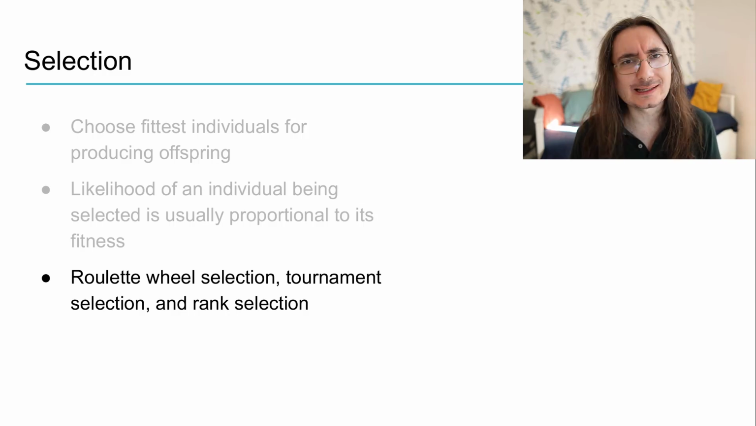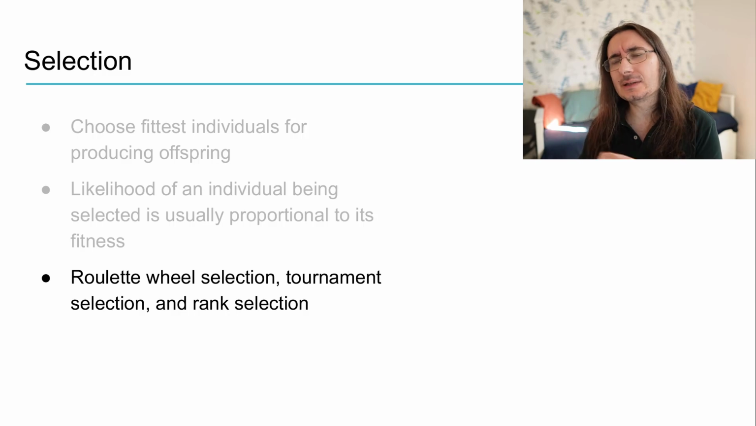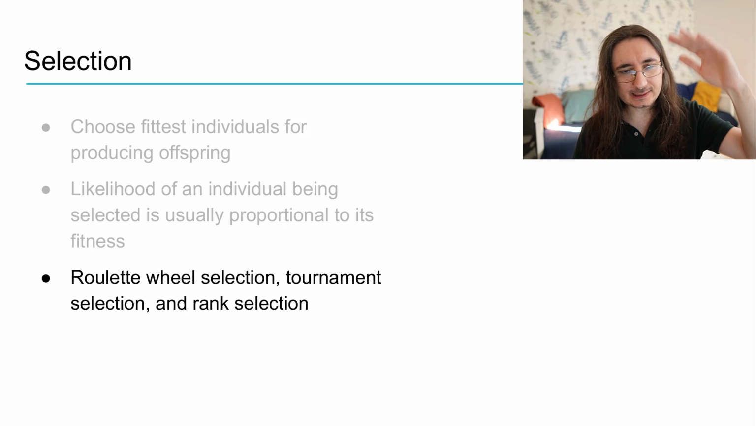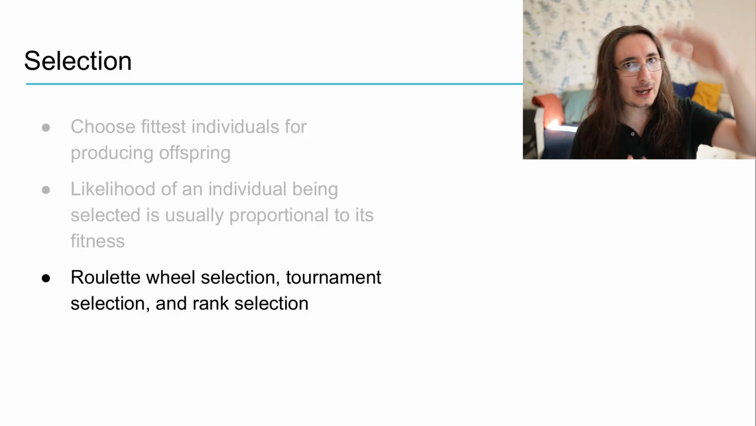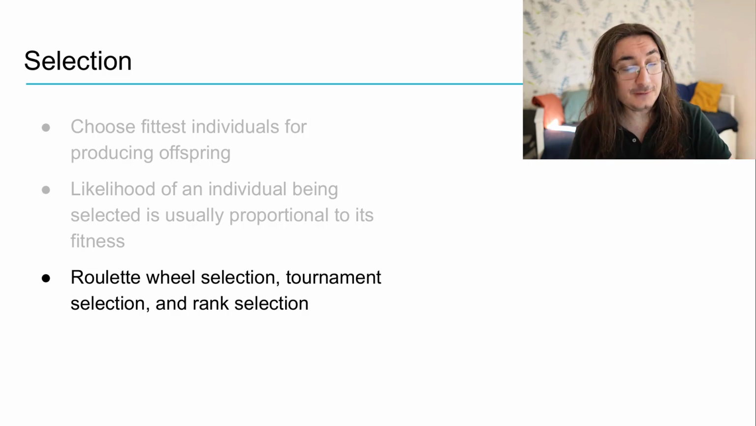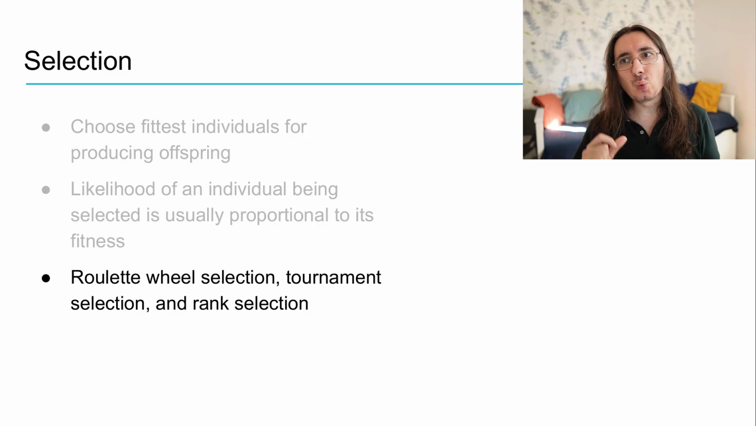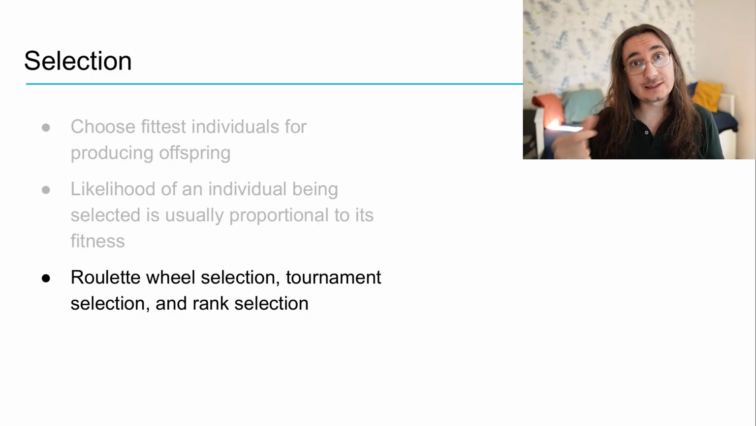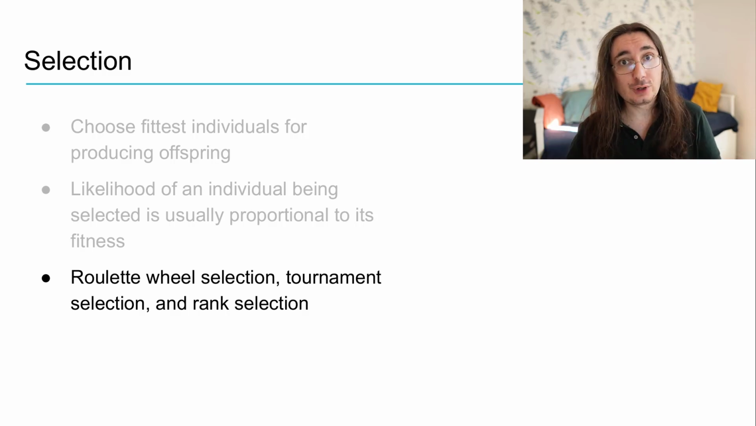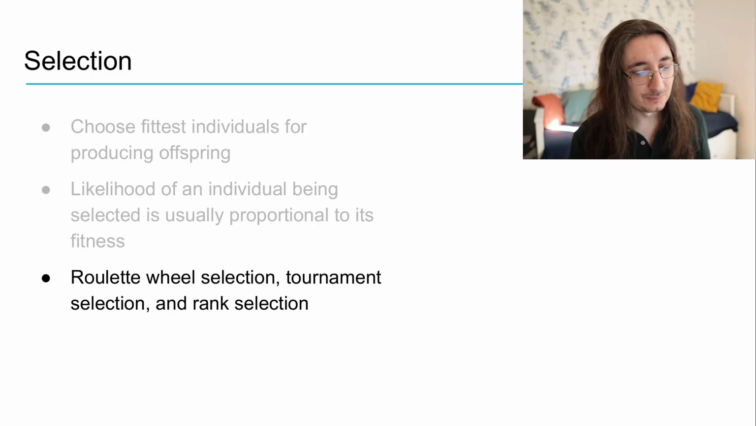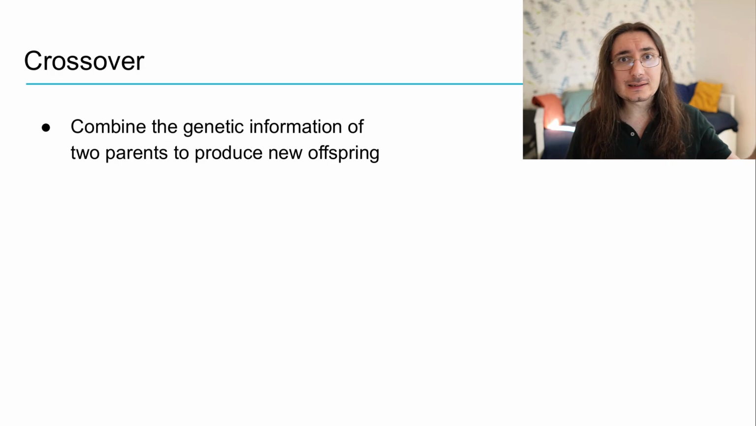Then we have rank selection. This one works like this. So you start by evaluating the fitness for all the solutions, and then you rank them from fittest to least fit. And basically what you do at that point is you use this ranking as a way of proportionally determining the likelihood of being chosen. It's the ranking itself, not the fitness. Okay, that is for selection.